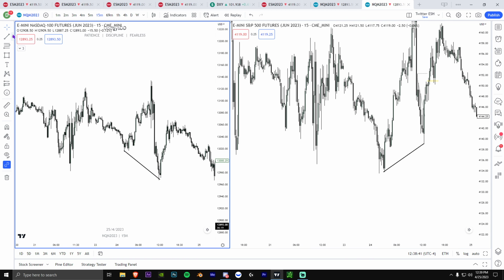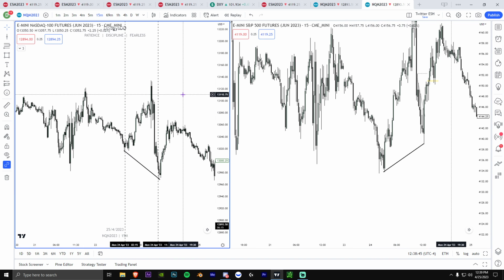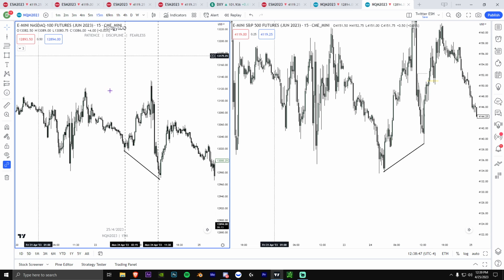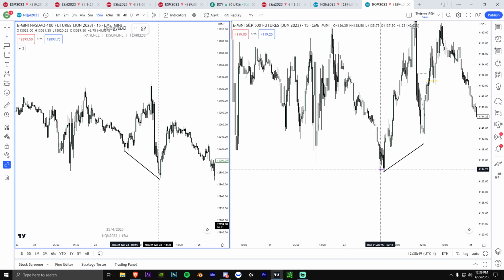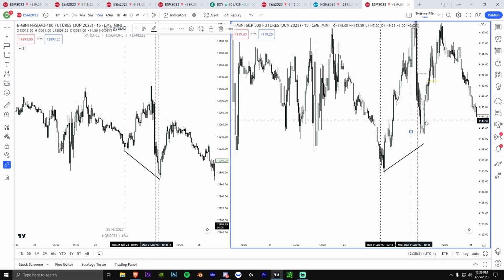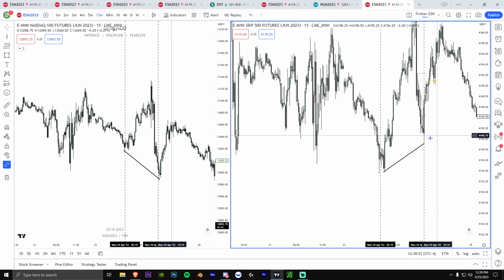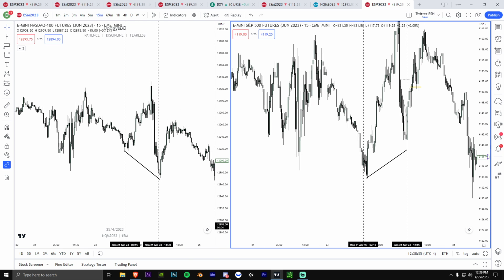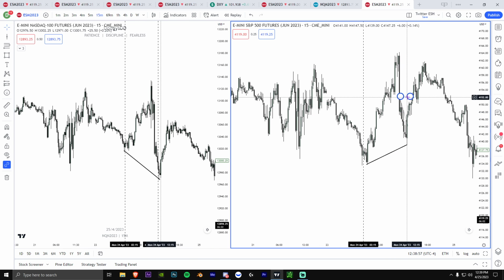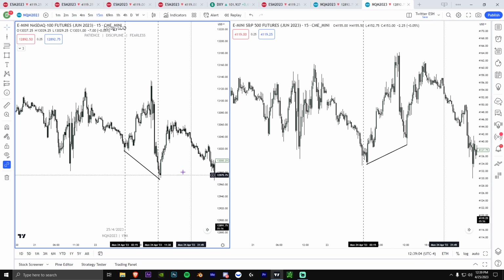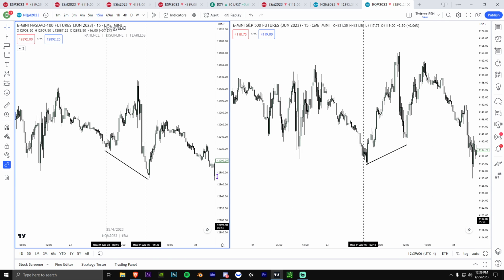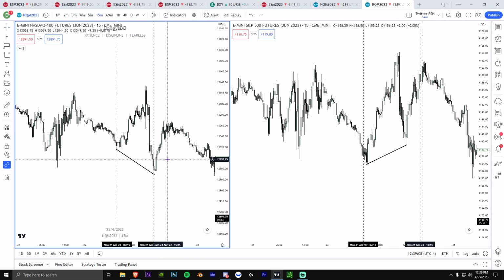Make sure, the most important thing is to make sure these match up. The vertical line here should be at the same time. So there's a vertical line here and a vertical line here, and you can see these are at the same time, right? So in this leg, ES makes a higher low, right? And NQ makes a lower low. So this is when you want to look for the SMT.